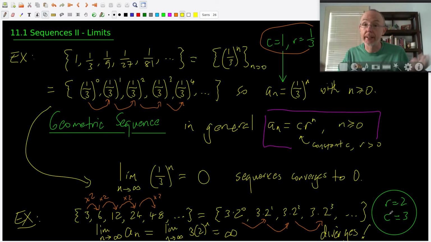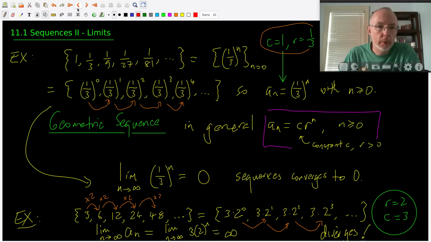The numbers are just going to get bigger and bigger. 24, 48, what's next? 96, and so on. It's just going to keep doubling forever. It's going to diverge to infinity. So these sequences give you an idea of how these limits work. Let's kind of summarize what I've talked about here.